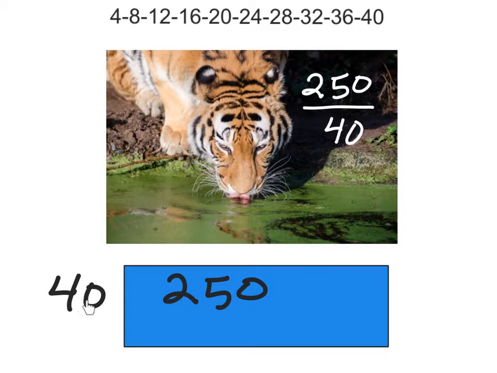Now, the cool thing about this is I don't even have to estimate or round this up or down because it's already a 40. It's already rounded for me, and that's perfect. All right, the next thing I want to do is figure out how many times this 40 can go into 250. And 40 will not fit into 2. It will not fit into 25, so I am looking at the whole 250.